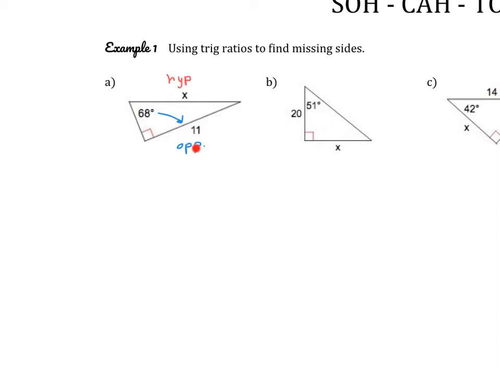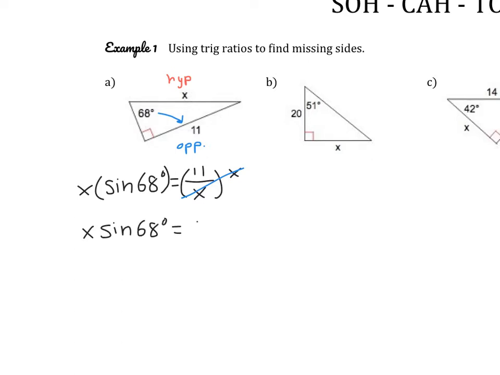Then I ask, which trig ratio uses opposite and hypotenuse? I know that would be sine. So we do sine of 68 degrees equals the opposite, which is 11, over the hypotenuse, which is x. Here we are solving for x. So the next thing I'm going to do is multiply both sides by x, so it's no longer in our denominator. So x times the sine of 68 degrees equals 11.